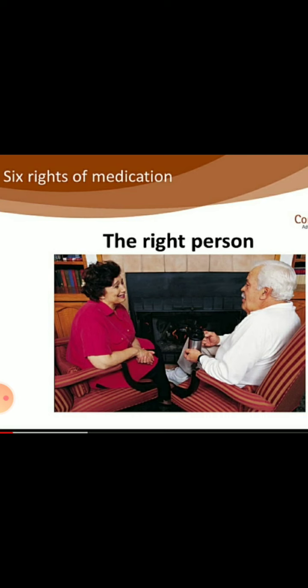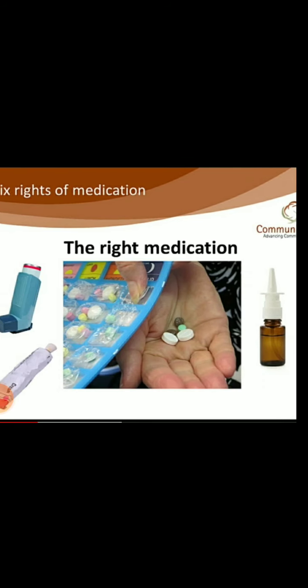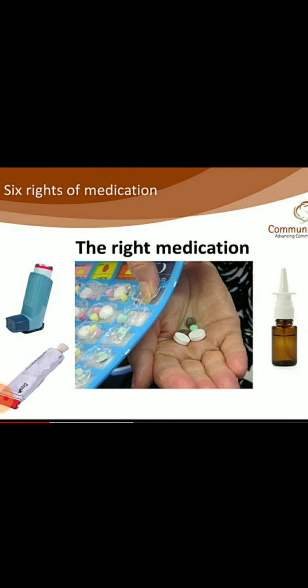So first is the right patient. Dear students, making sure you have the right client might sound trivial, but it's not. You must check the identity of the person before you help them with the medication. So this is the right person. And second is the right medication.